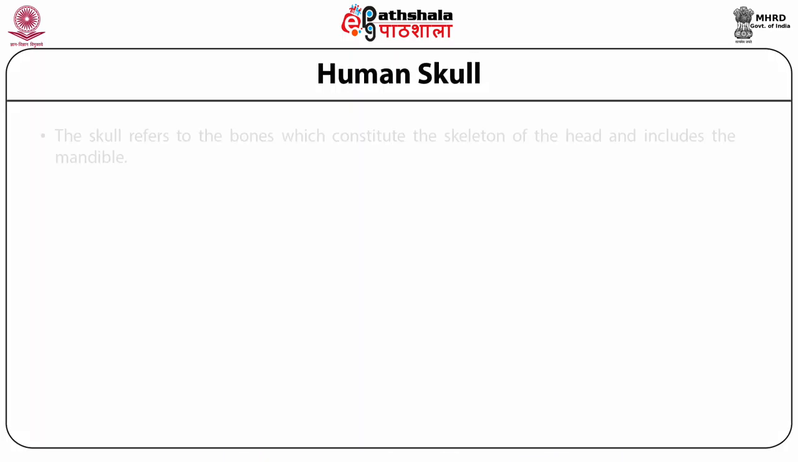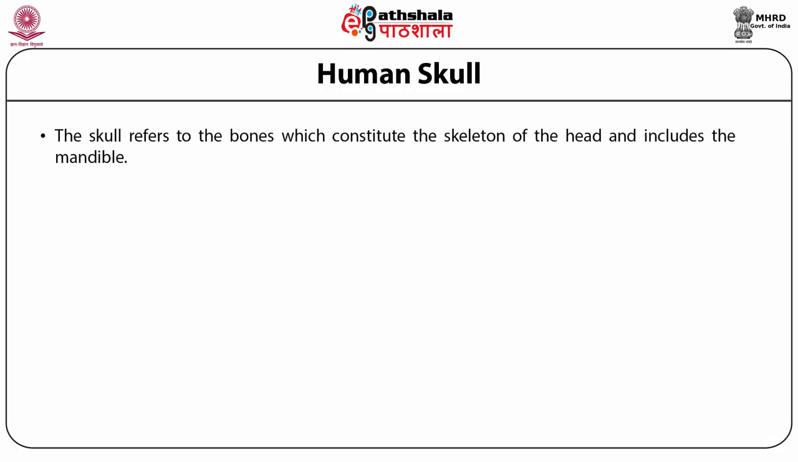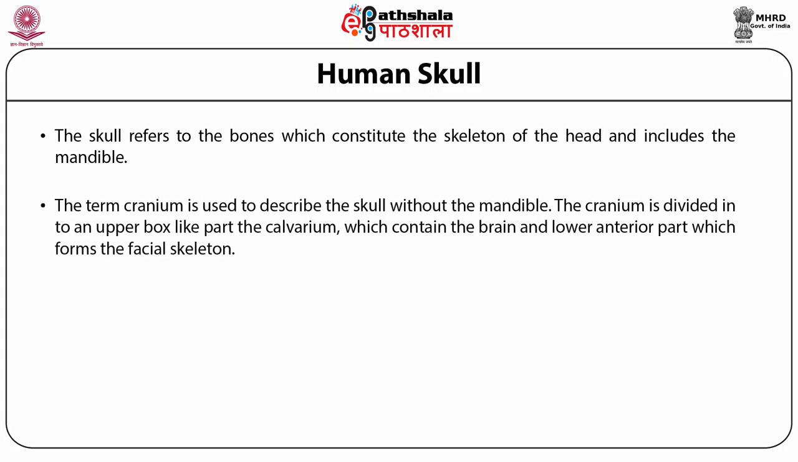Human skull. The skull refers to the bones which constitute the skeleton of the head and face, including the mandible. The term cranium is used to describe the skull without the mandible. The cranium is divided into an upper box-like part, the calvarium, which contains the brain, and a lower anterior part, which forms the facial skeleton.